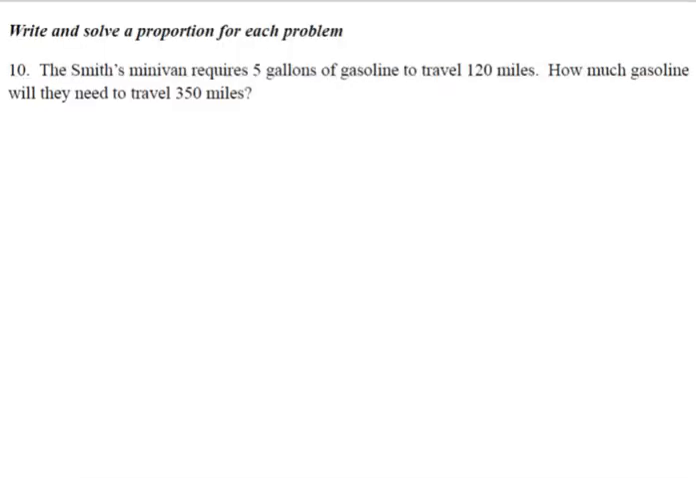So if we take the word problem, it says the Smith's minivan requires 5 gallons of gasoline to travel 120 miles. How much gasoline will they need to travel 350 miles? The key is whatever you are putting on the top of your fraction needs to be the same for both fractions, and whatever's on the bottom also needs to be the same. So think about what they're talking about.